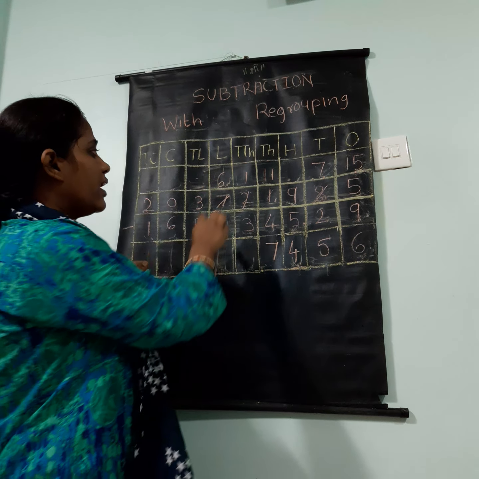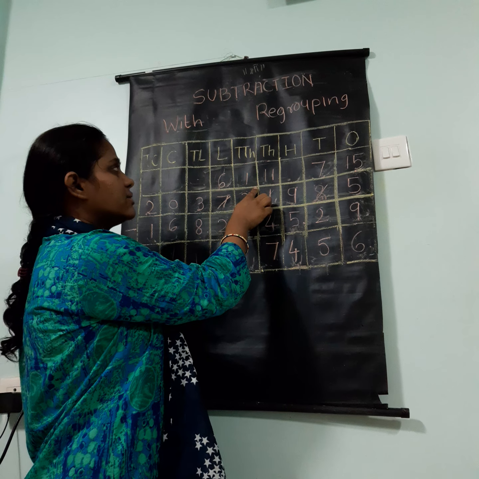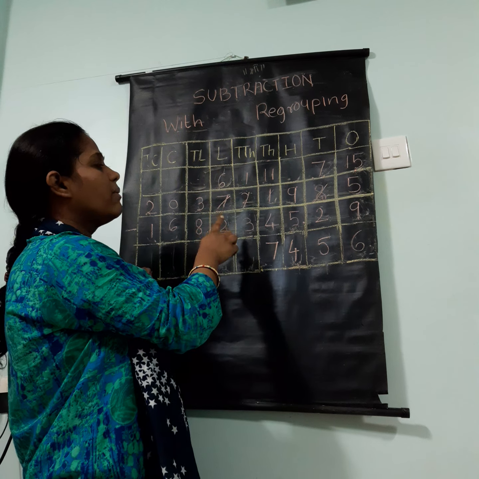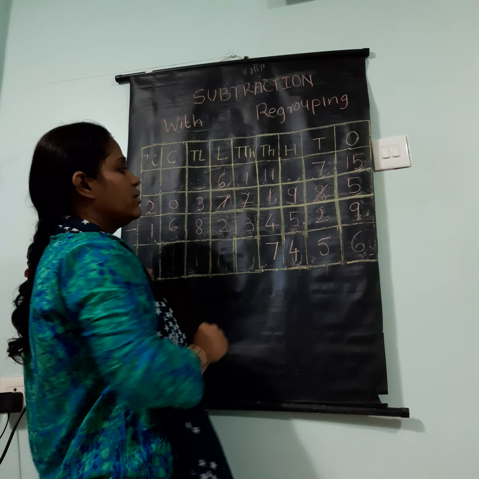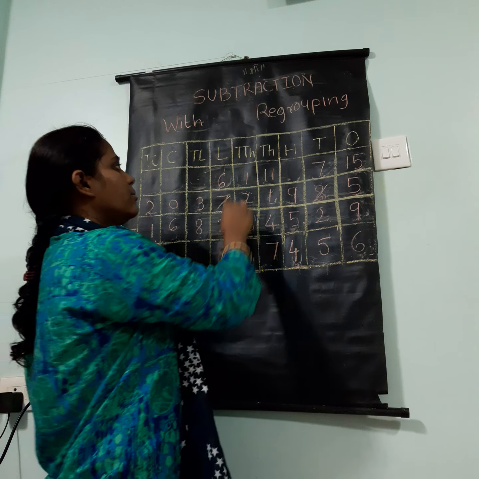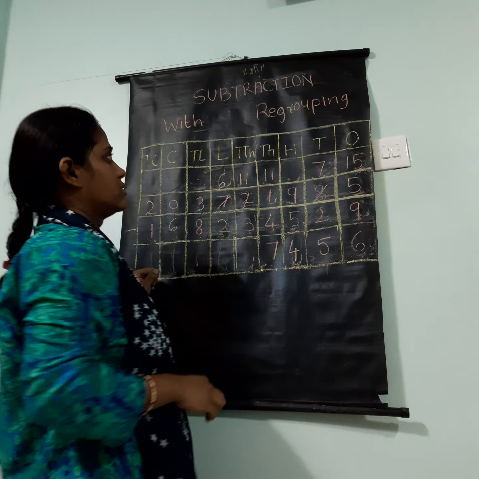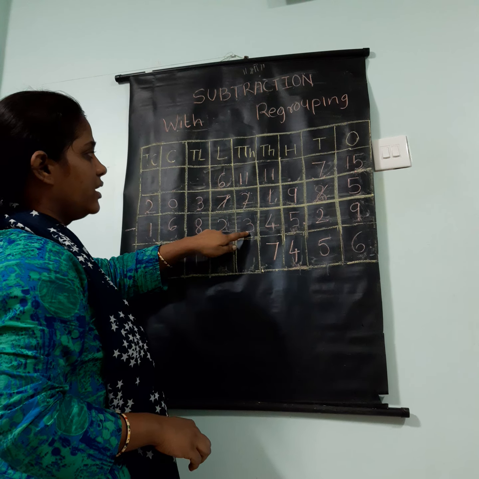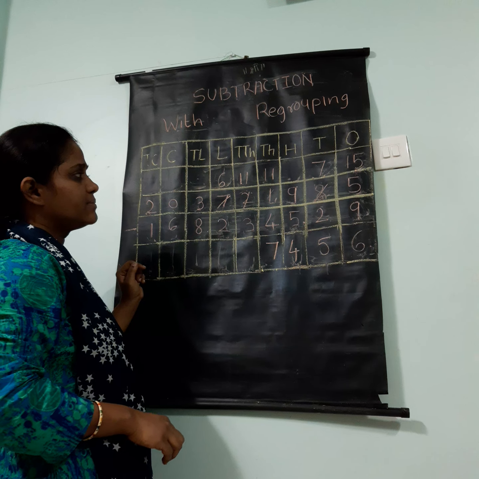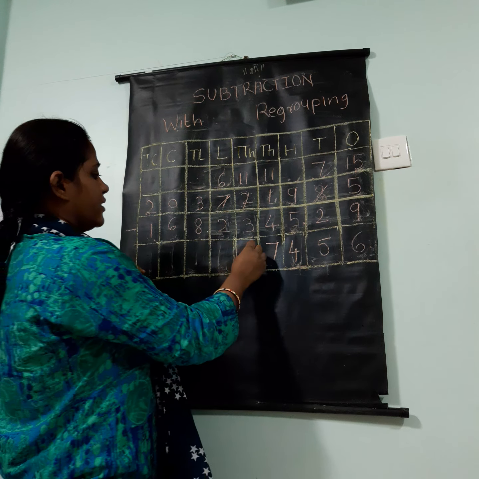And when this 1 lakh comes to this place, that is the 10,000s place, it will regroup and become 10 ten-thousands. You already have 1 over here, so it will become 11 ten-thousands. So now 11 ten-thousands minus 3, what is the answer? 8.